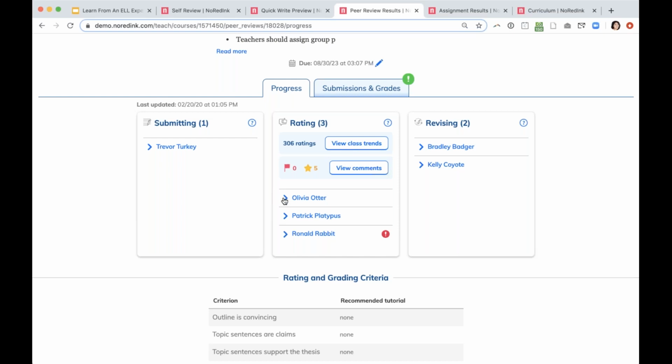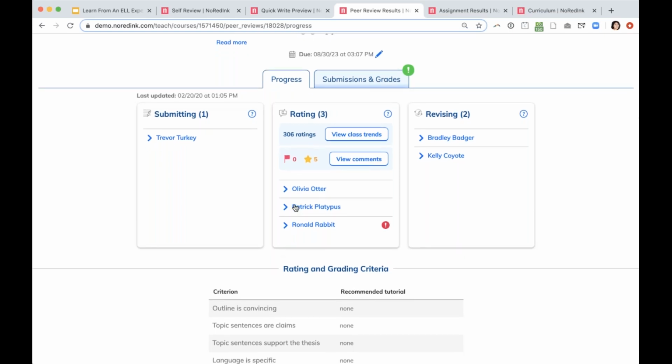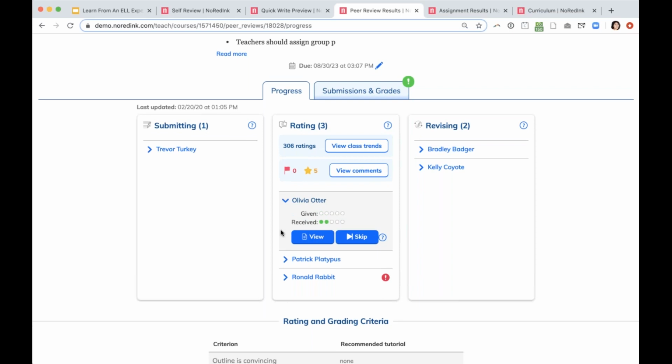I have found this particular part of the program works very well, especially with the ELL students, because it gives them specific things to work on. And as you can see, it brings them through step by step. So submitting, rating, and revising, and they're able to kind of see it full circle.